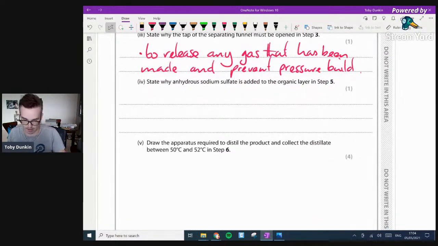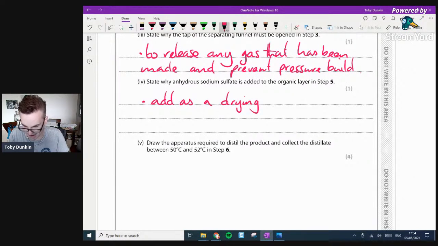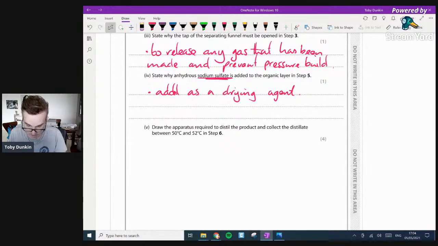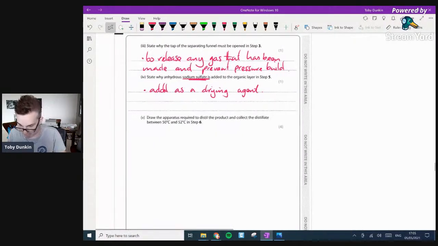State why anhydrous sodium sulfate is added. That's a drying agent, that's a desiccant, added as a drying agent. It's not my drying agent of choice. My drying agent of choice is calcium chloride, but anhydrous sodium sulfate, I don't have any of that stuff, I don't think. But anyway, added as a drying agent, removes water from oil layer. I'm just going to put that.